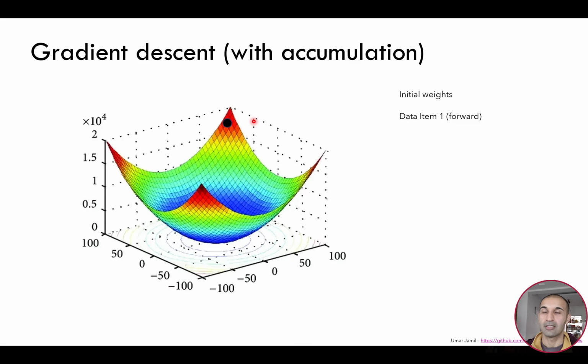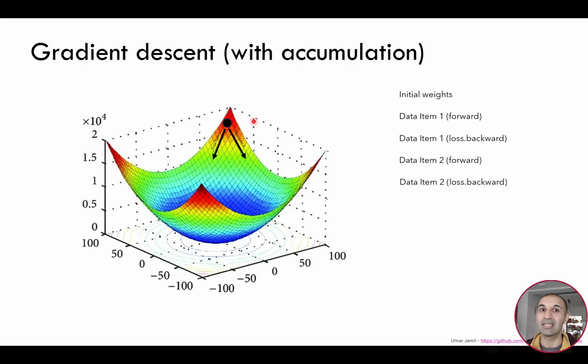This will result in an output being calculated by the model. Then we run loss.backward. This will result in the gradient being calculated with respect to the first data item, and this gradient will indicate the direction. Then we run forward again on the second data item, and then we run loss.backward on the second data item. This also will result in a gradient being calculated.